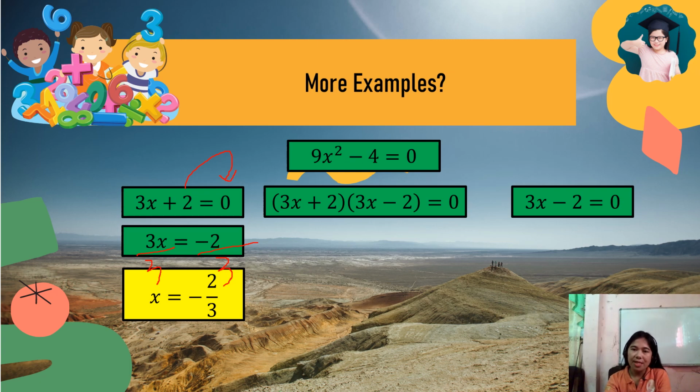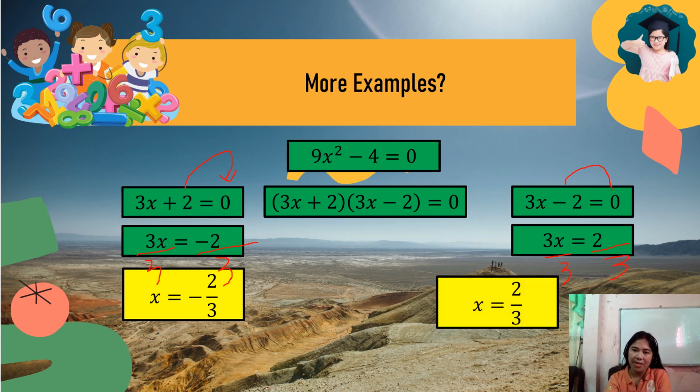Now, do the same thing here. You can transpose negative 2 on the other side also. So, you will have 3x equals 2. Then, same din yung process sa kabila. Divide both by 3. So, when you divide both by 3, ganun din yung makukuha mo. But this time, positive naman. So, it's positive 2/3. Medyo natakpan lang yung camera. But then, of course, you know what to do with this one. Okay?